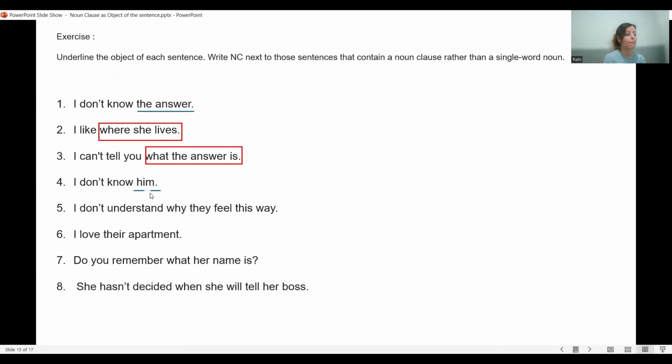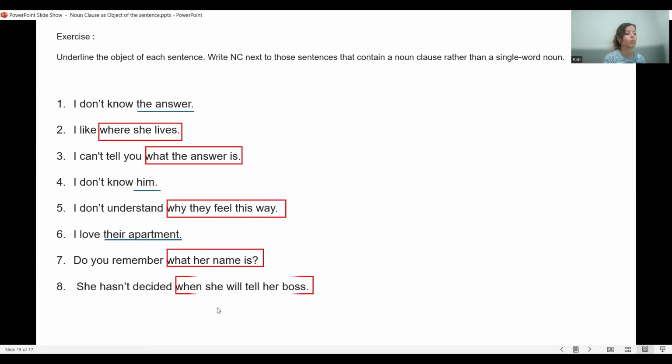I don't know him. Him is an object pronoun. I don't understand why they feel this way. Noun clause. Why subordinator, they subject, feel verb, and then you have the rest of the sentence. I love their apartment. Their apartment is a single word noun. Do you remember what her name is? What her name is? Okay, this is a noun clause. What subordinator, her name noun or subject, and is the verb.